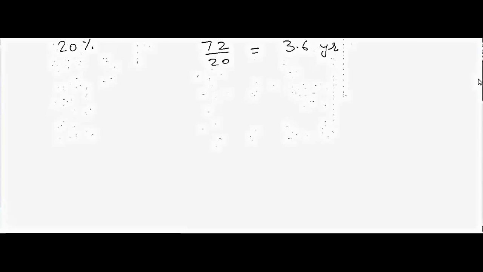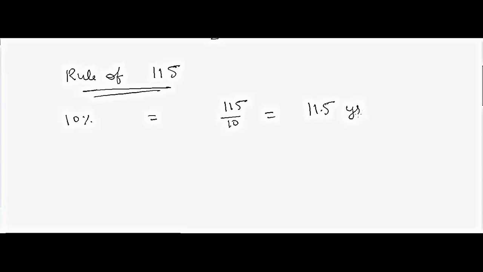The second metric is the rule of 115. This rule is the same as the rule of 72, but here we are talking about tripling your money. If you want to invest and you have a 10% rate of interest, then 115 divided by 10 is equal to 11.5 years for your money to become three times. So if you invest $100, it will become $300 in 11.5 years if the rate of interest is 10%.